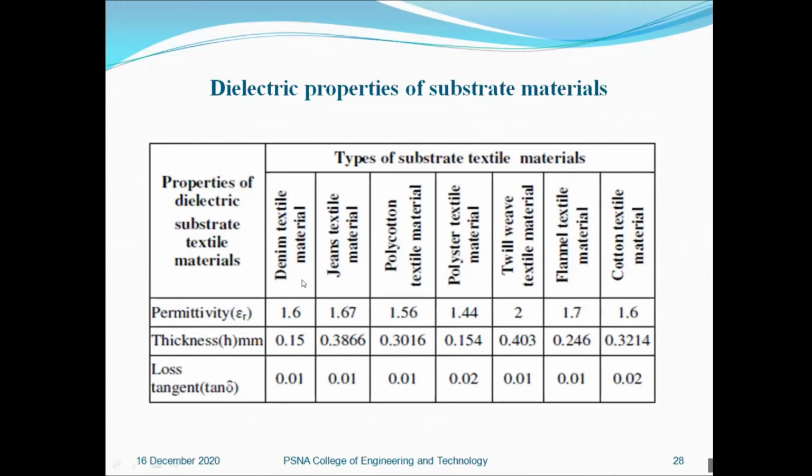For example, denim textile material permittivity is 1.6. If we purchase that denim material, the dielectric permittivity we can use as 1.6. The thickness h is 0.15 millimeter. So a clothing material with 1.6 dielectric permittivity, 0.15 thickness, and the loss tangent tan delta is 0.01. Similarly, for a different material, what is its permittivity, what is its thickness. You can purchase any material and we can use this data.